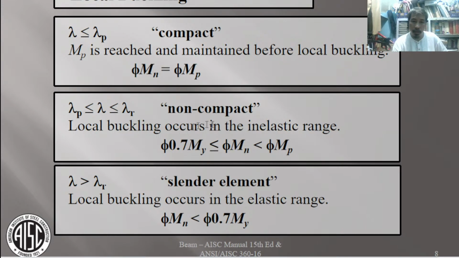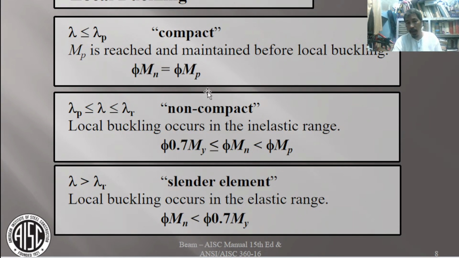So local buckling occurs in the inelastic range. Okay, so we are now in the inelastic range. So this is number one, this is in the plastic region. This is the inelastic region. This is in the elastic range, because lambda is greater than lambda R. Lambda R is less than lambda, so therefore slender element.